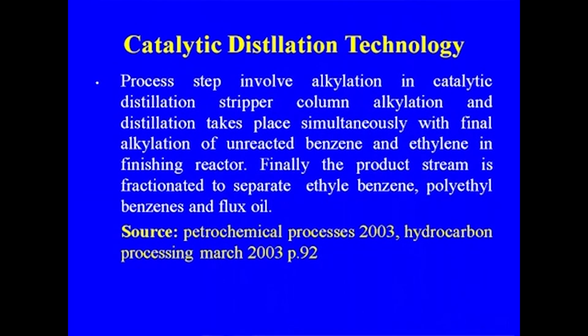The process steps involved in catalytic distillation technology: the first major unit is the catalytic distillation stripper column, where alkylation and distillation take place simultaneously, followed by final alkylation of the unreacted benzene and ethylene in the finishing reactor, where the remaining benzene and ethylene alkylation is completed. Finally, the product stream is fractionated to separate ethyl benzene and polyethyl benzene, which is also formed during the process and is recycled to the transalkylation section, and the flux oil. So, these are the byproducts, polyethyl benzene and flux oil. The polyethyl benzene is recycled, but the flux oil is the waste we get from the ethyl benzene plant.